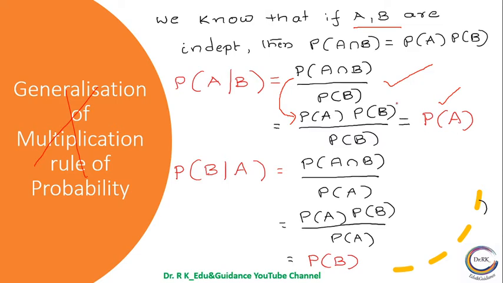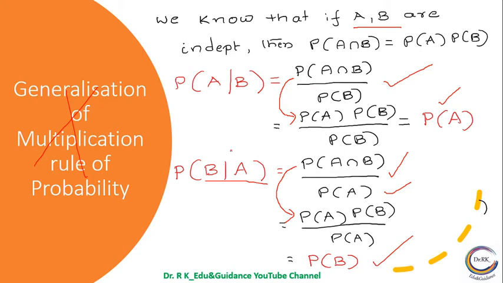So the probability of the conditional event is nothing but the probability of the latest event. That means it is not going to depend on the earlier event. Similarly, if we take the other way, P of B given A equals P of A intersection B by P of A. If A, B are independent events, then we write this as P of A into P of B. So it gets cancelled, then we get P of B.